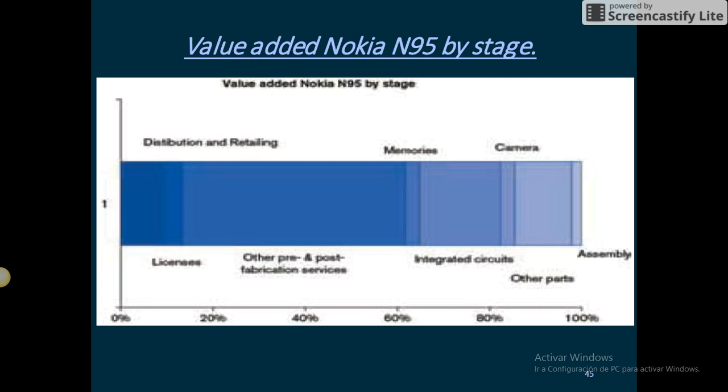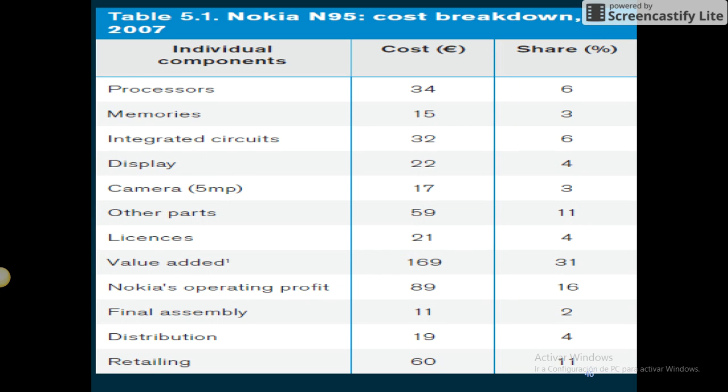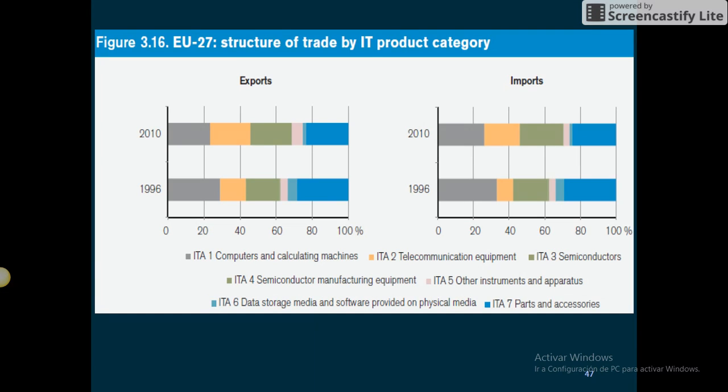Value added Nokia N95 by stage. Table 5.1. Nokia N95 cost breakdown, 2007. European Union 27, structure.